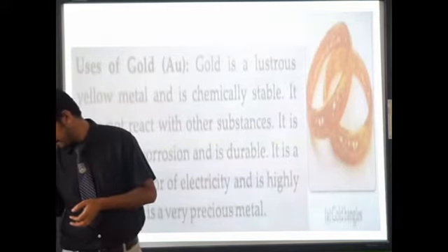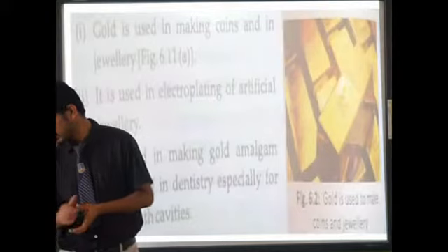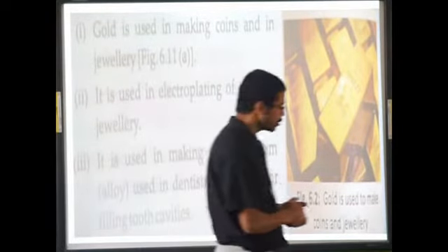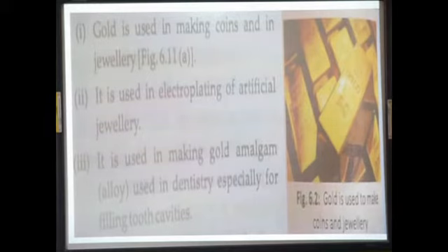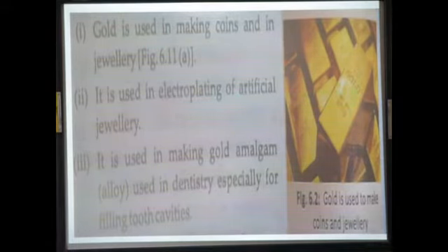Then gold is used in making coins. So how is gold used? Gold is used in making coins and in jewelry. So you can see gold can be used to make coins and jewelry.